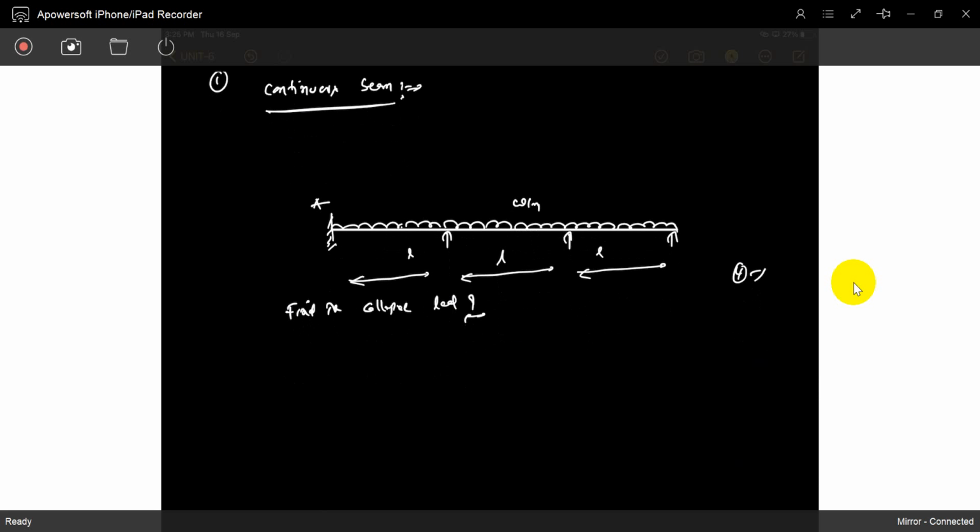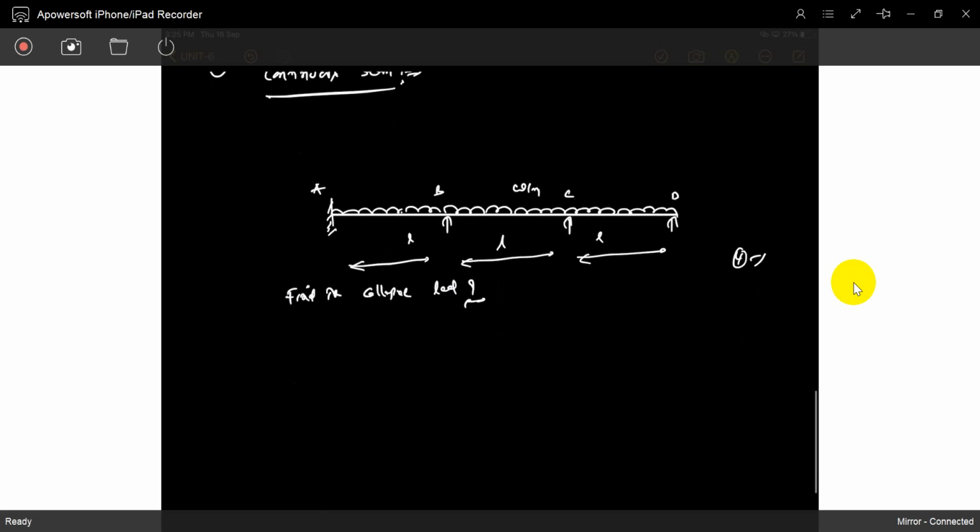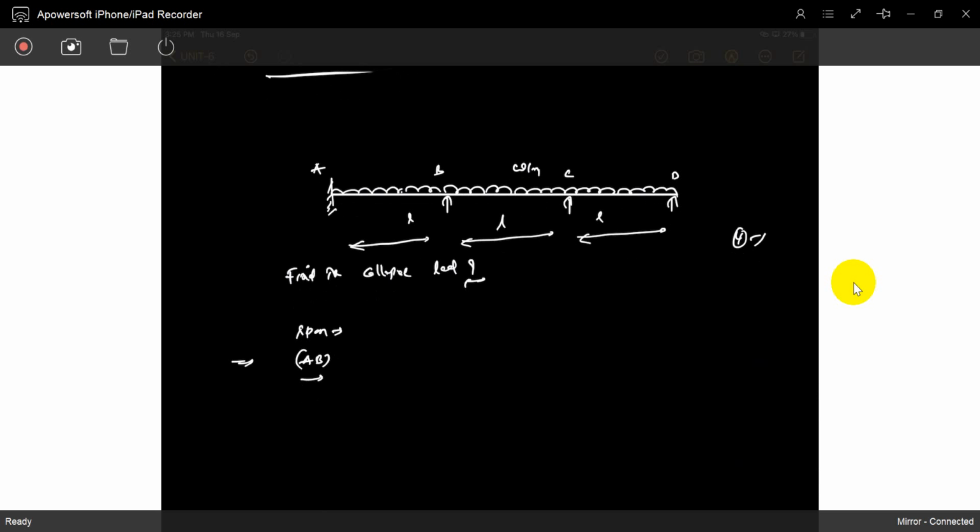Now we can see, if it is A, B, C, D, consider the span AB. When AB enters into the mechanism, there is a hinge. The intermediate support behaves as fixed, so one hinge is formed at this location, and one hinge is formed at this location. One hinge is at the middle. So a uniformly distributed load is acting.